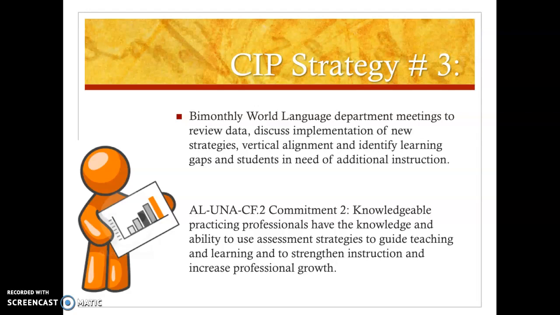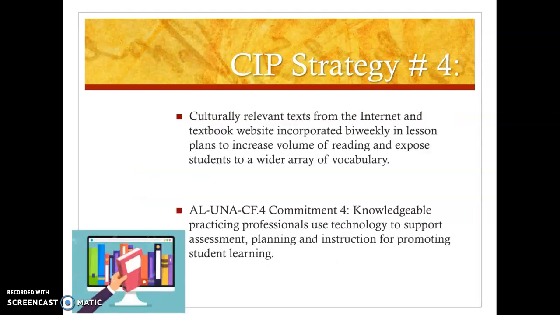For my CIP strategy number 3, we would have bi-monthly world language department meetings. So we would review the data. We would discuss what these new strategies are, discuss implementing them and the timeline. We would align vertically with our different levels of 1, 2, 3, and 4, and then identify if there were any learning gaps or any students that were in need of additional instruction.